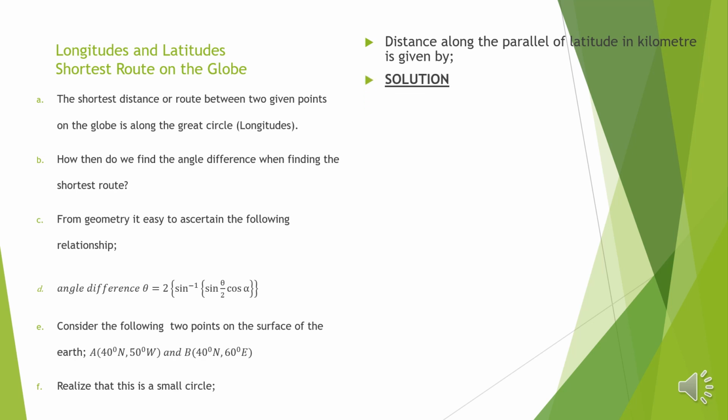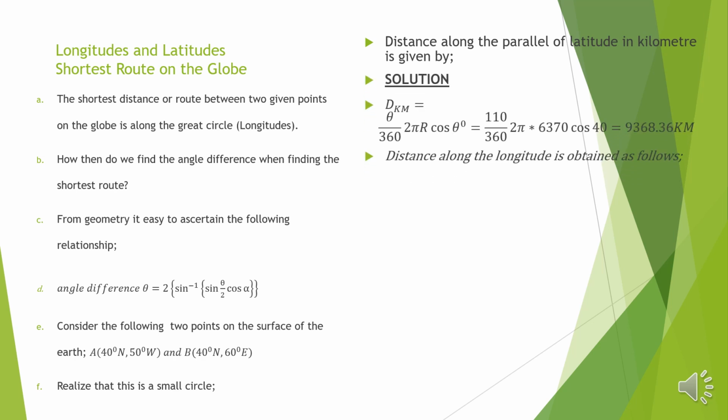Now, recall that distance in kilometers between 2 points on a small circle is actually given by theta over 360 times 2 pi r cosine of theta. Now, to get the angle difference here, we'll take 50 plus 60 because the 2 points lie on opposite sides of the Greenwich meridian. So 50 plus 60, we get that the angle difference is 110, over 360 multiplied by 2 pi times 6370, where 6370 is the radius of the Earth, and then cosine of 40. By substituting into your calculator, the correct answer comes to 9368.36 kilometers. That is the distance along the parallel of latitudes in kilometers.